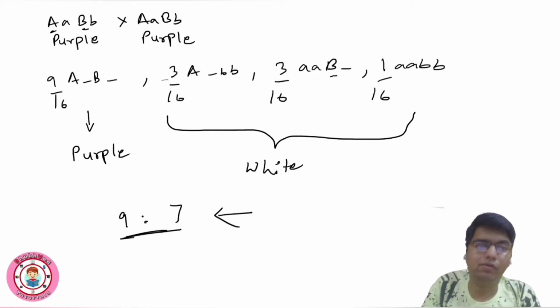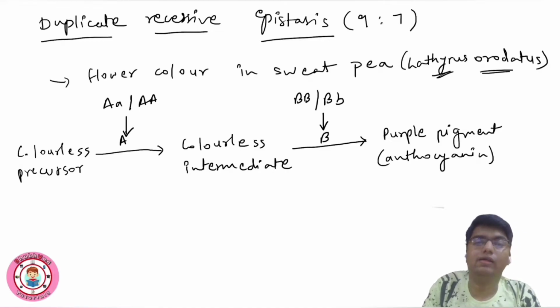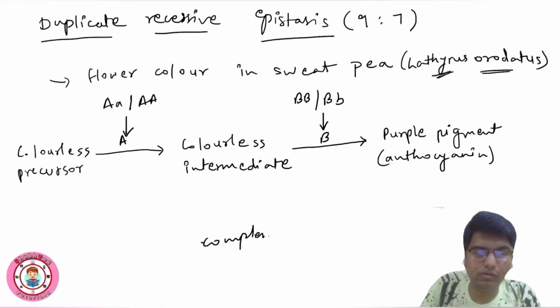An important thing about duplicate recessive is that both of the genes are compulsory. So this is also known as complementary gene interaction, because one gene is complementary to the other.